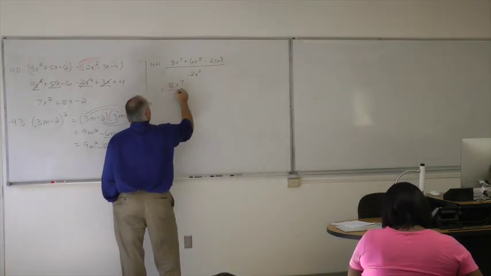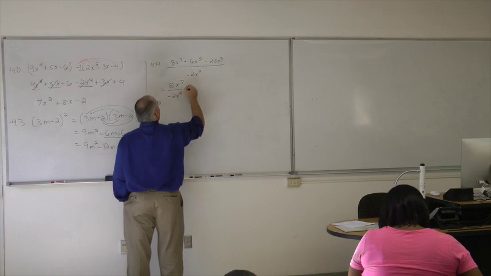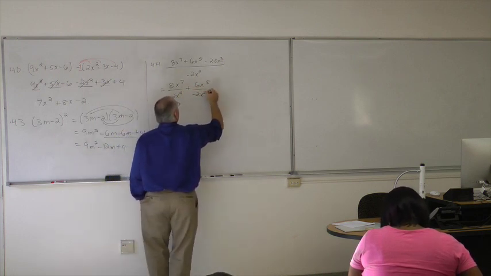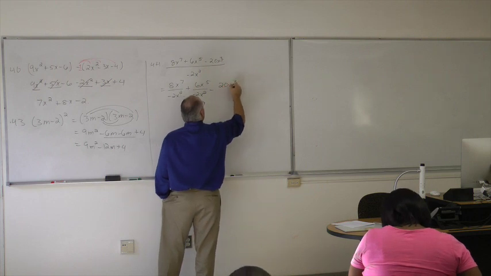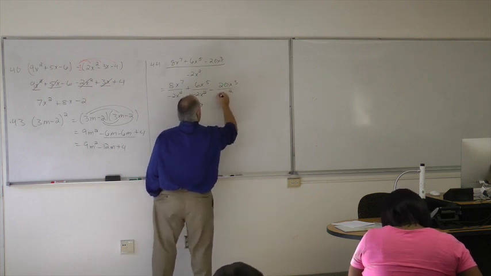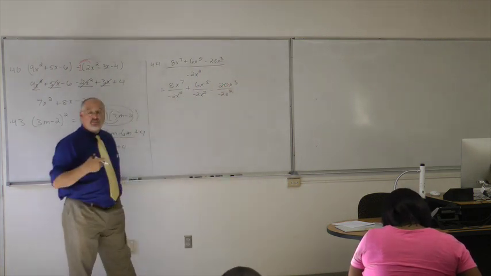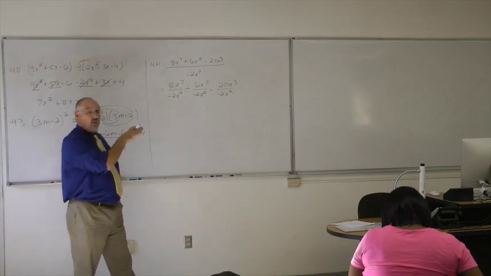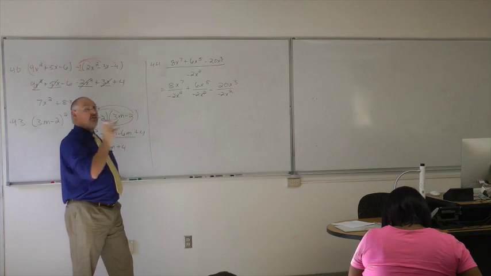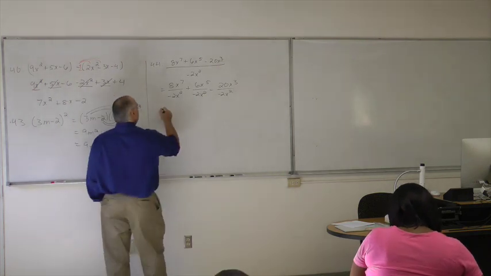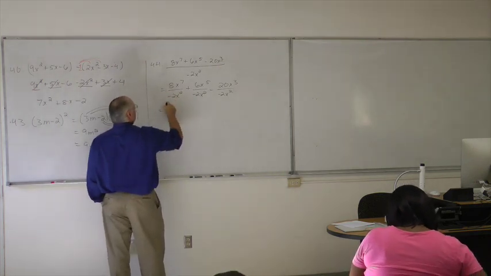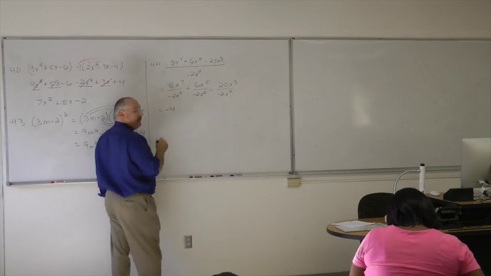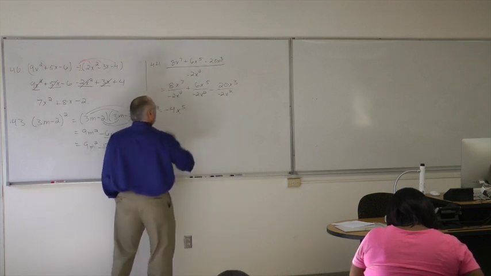So 8x to the 7th over negative 2x squared plus 6x to the 5th over negative 2x squared minus 20x to the 3rd over negative 2x squared. And then just simplify each fraction. I think this is by far the best way to do it. It's the most writing, but it's worth it in this case. So 8 divided by negative 2 is negative 4. Cancel 2x's from 7, leaving 5 up top.